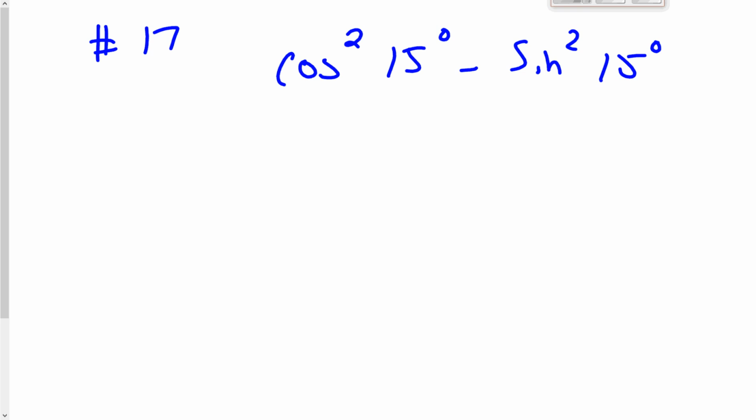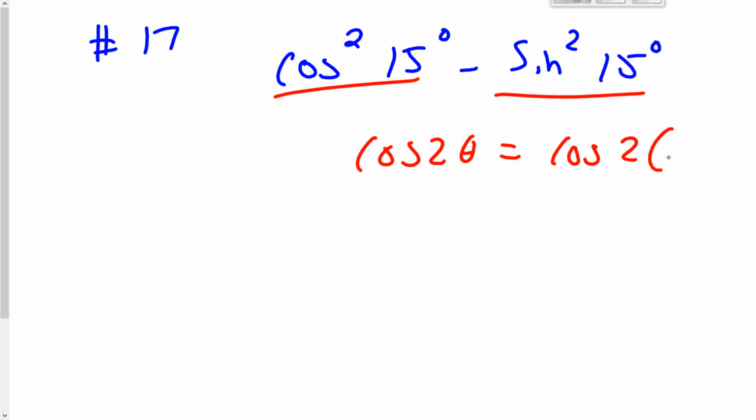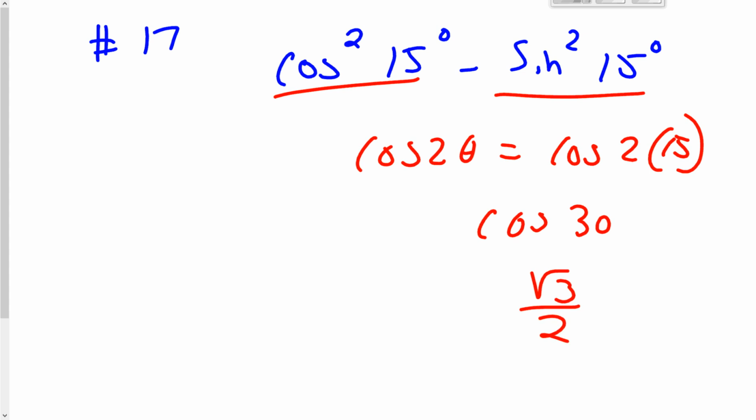Now number 17. Here we're going to use the identity to rewrite these and solve them. So for this one we look at which double angle it represents. That represents cosine of 2 theta. So it's cosine of 2 times our angle, and our angle is 15. So 2 times 15 is cosine of 30, and cosine of 30 is root 3 over 2. So there's our answer, number 17.